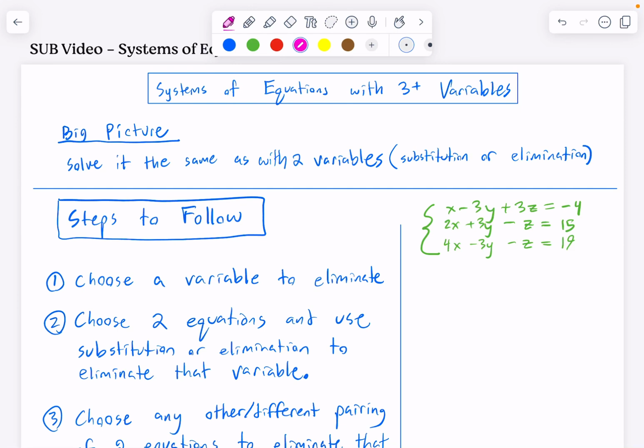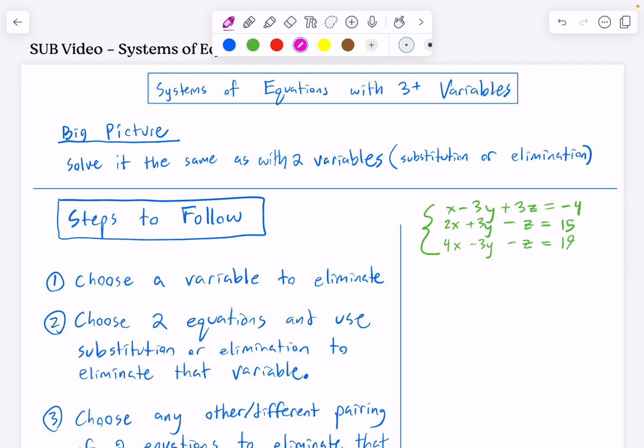All right, you guys, let's start this lesson off. So we're going to be solving a system of equations with 3 or more variables. Basic idea is if you have 3 variables, you need 3 equations or more. If you have 4 variables, you need 4 or more equations. But really, all you're going to do is solve it just like you did with 2 variables, right?